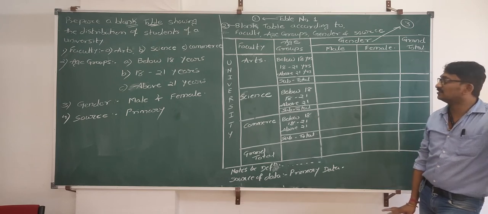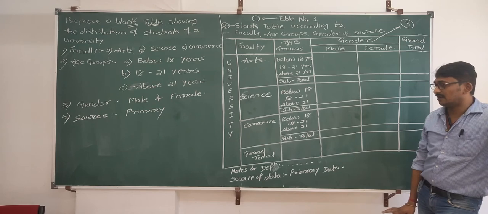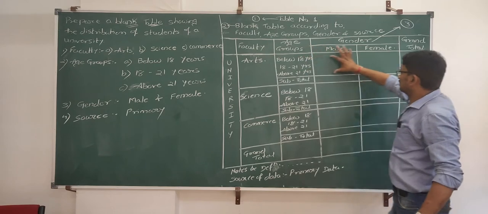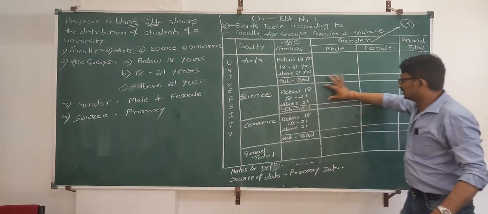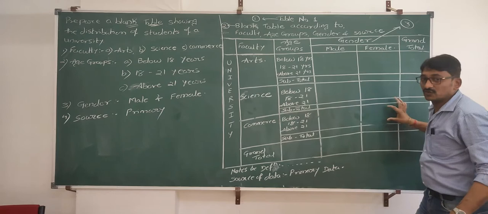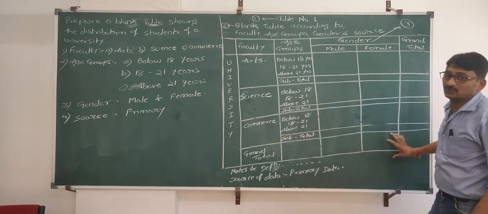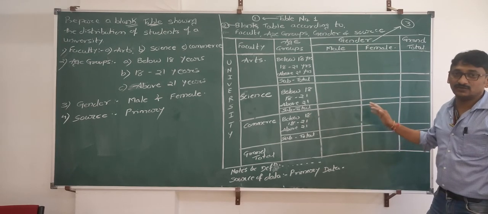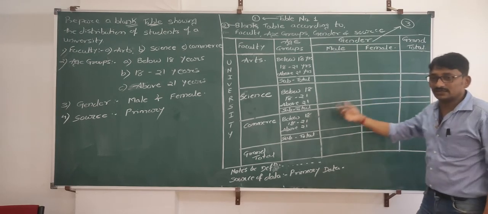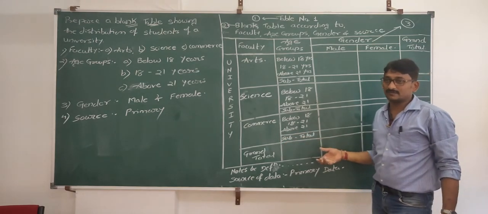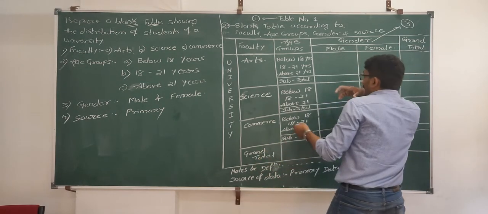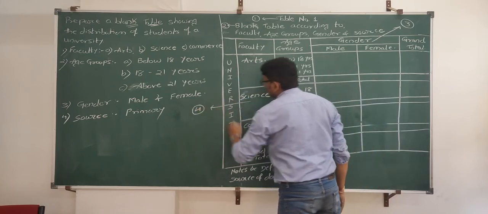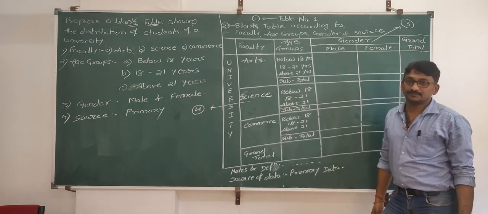There are many rows in this table. What is a row? You can take arts, this is one row. Science, this is one row. Commerce, this is one row. You can consider grand total also as one row, because on both sides of the table there must be a grand total. That means there will be one column of grand total and one row of grand total. So I will take this as the fourth one, that is stub.